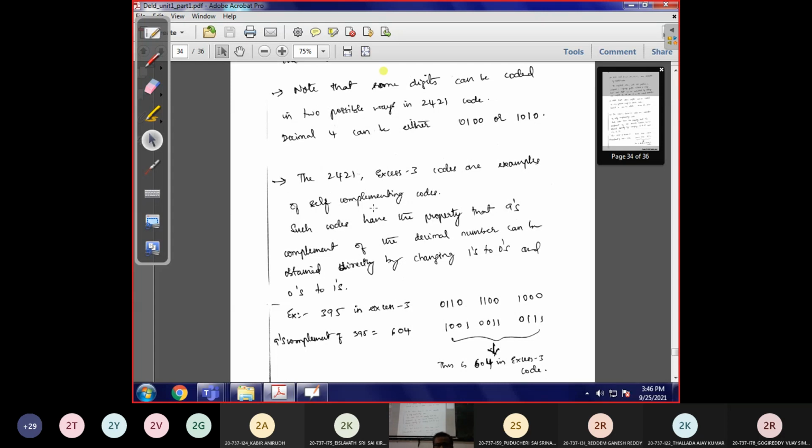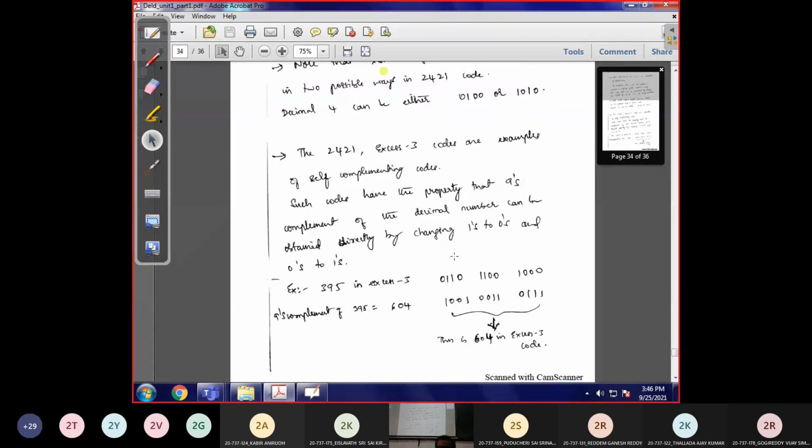One more important definition: 2421 code and XS3 code are examples of self-complementing codes. Such codes have the property that the 9's complement of the decimal number can be obtained directly by changing 1s to 0s and 0s to 1s. Please understand this term called self-complementing. So 2421 and XS3 codes are examples of self-complementing codes, where the 9's complement of a decimal number can be obtained by simply interchanging 1s with 0s and 0s with 1s.